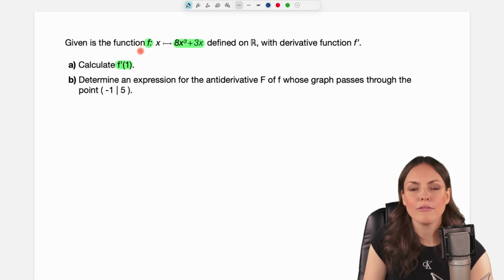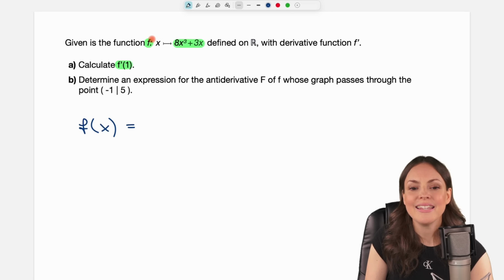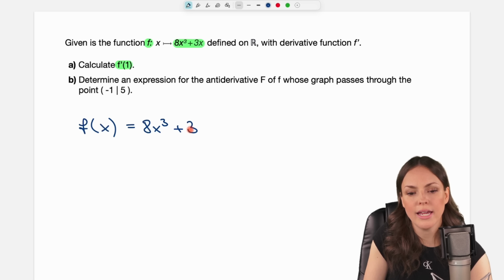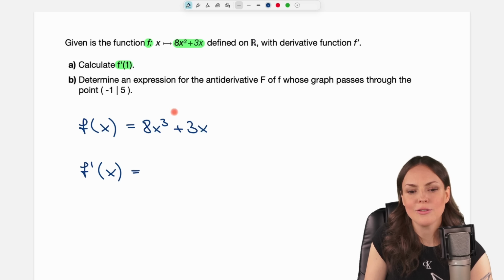First, we need to know our function f, so let's start with f of x. How does our function look like? This way of writing might be a little confusing, but it just tells us this thing here is your function. This is your f of x. So we take our 8x to the power of 3 plus 3x and we'll work with this. To be able to find f prime of 1, we first need f prime of x, so the derivative of this function here. How can we differentiate this function?